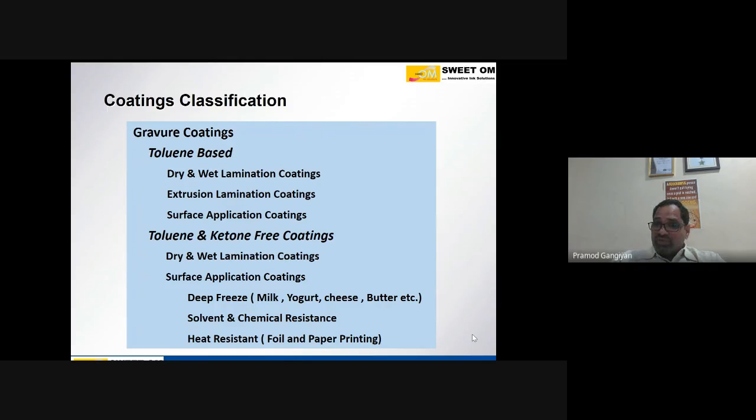Now there is another coating which we apply, like solvent and chemical resistance coatings. I will give you one very big present dimension over here. There is a very big trend as of now that more and more people are going towards paper bags. Everybody knows that the government has banned carry bags, right? Carry bags are basically made of polyethylene or polypropylene. So polyethylene and polypropylene, the government has banned it.